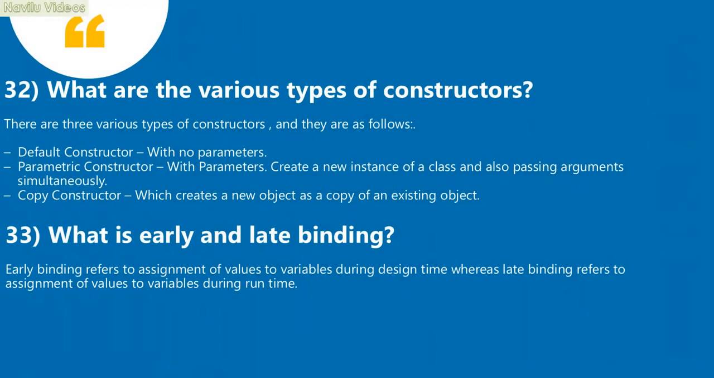32. What are the various types of constructors? There are three various types of constructors, and they are as follows. Default constructor with no parameters. Parametric constructor with parameters, which creates a new instance of a class and also passes arguments simultaneously. Copy constructor, which creates a new object as a copy of an existing object.